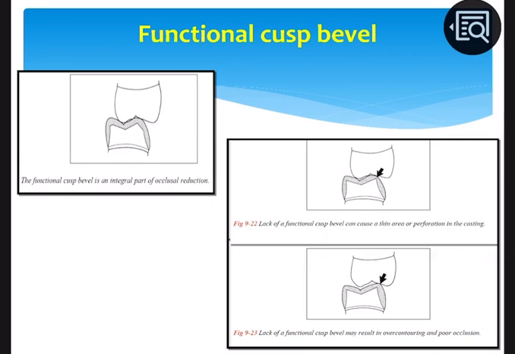So in the second box, there are two pictures. The first picture shows that no functional cusp bevel is provided. You see the arrow pointed. Lack of functional cusp bevel can cause a thin area or perforation in the casting. So when we do not provide the functional cusp bevel, it will not ensure the structural durability of the crown. Again, in the second picture, in the second box, the lack of functional cusp bevel may result in overcontouring and poor occlusion as well. So all these problems are encountered when we do not provide the functional cusp bevel.